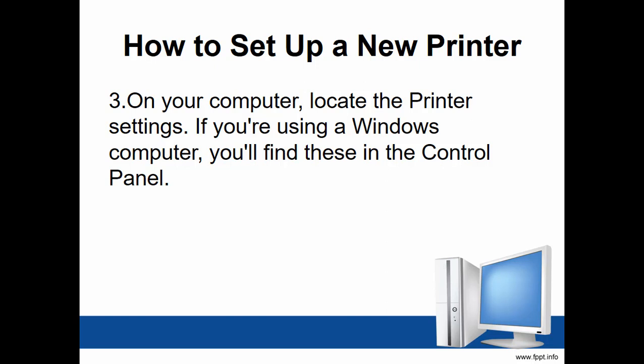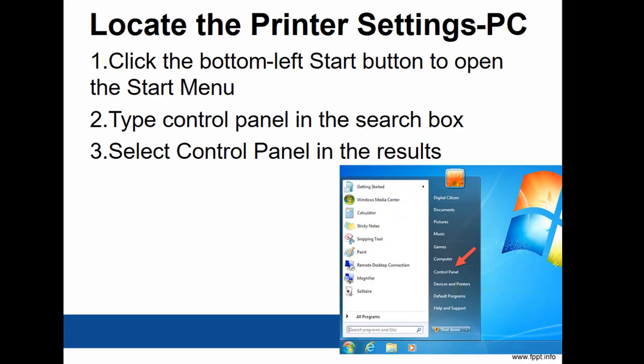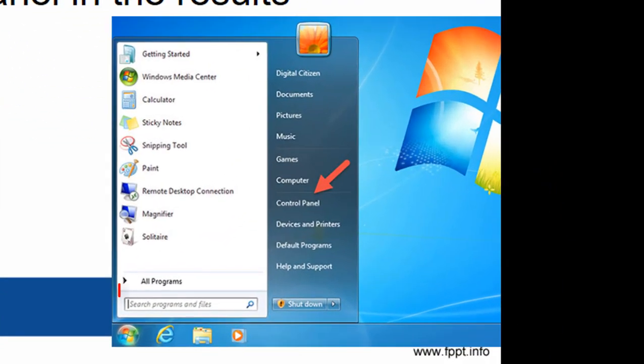The third step, on your computer, locate the printer settings. If you're using a Windows computer, you'll find these in the control panel. So, we click the bottom left start button to open the start menu. The start menu is found on the left side of the monitor screen. We type control panel in the search box, or we can just select it from the right side when this box opens after you press the start button.